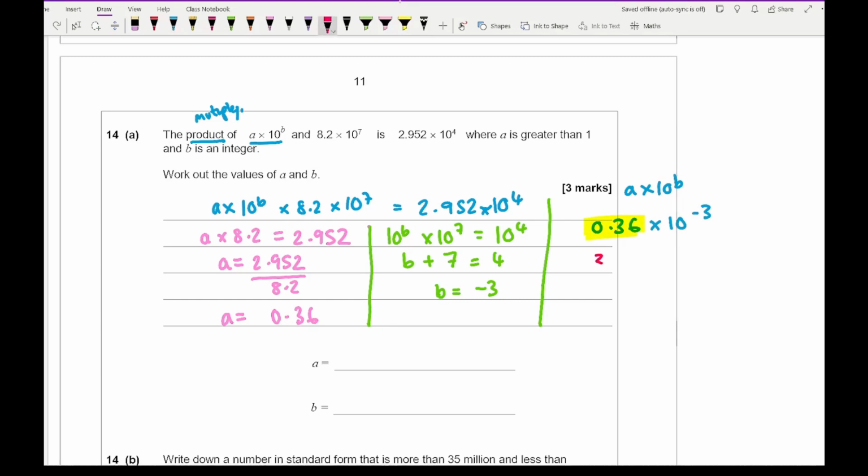So if I make this number bigger, it means that I've got to make the power smaller. So then the correct answer is a equals 3.6 and b equals minus 4.